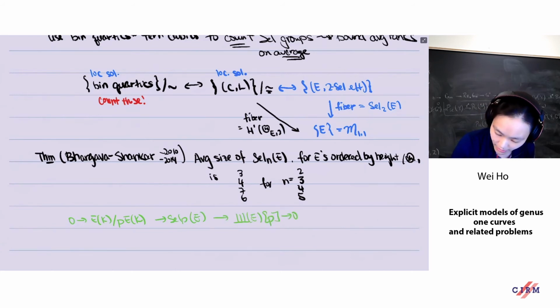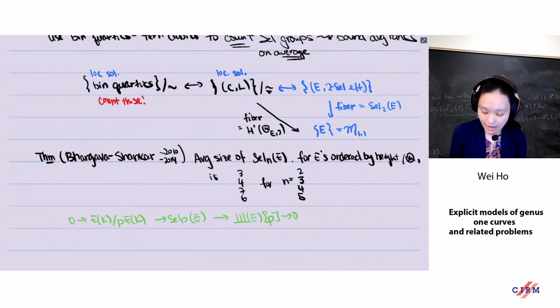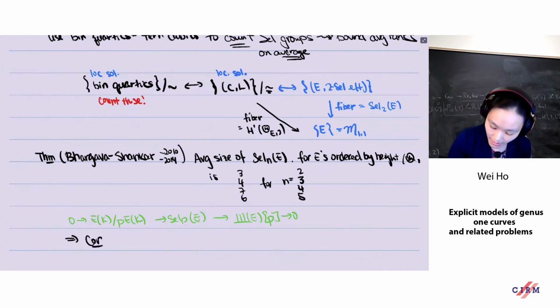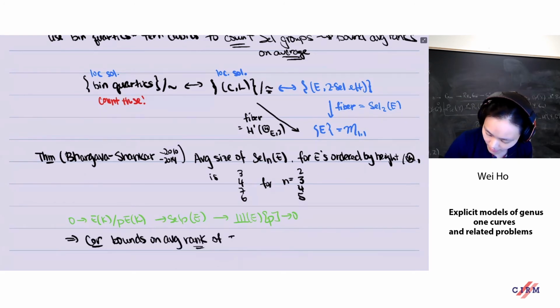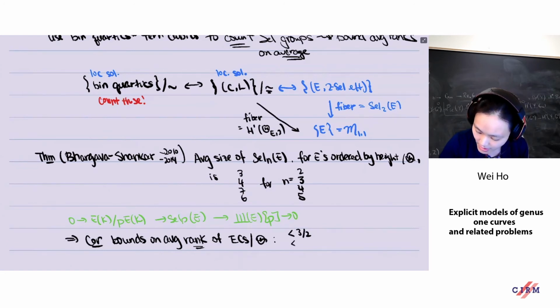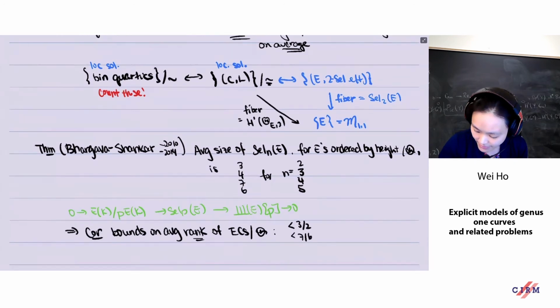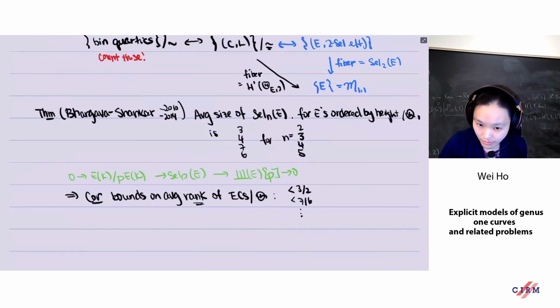Well, really just the first part of this, just the fact that the rational points essentially sit inside the Selmer group. Then there's a corollary here that they get bounds on average rank of elliptic curves over Q. And the numbers are, well, from the 2-Selmer, you get 3 halves. So average rank is bounded by 3 halves. From 3-Selmer results, you get 7/6. And then from the 5-Selmer results, you get 0.885.